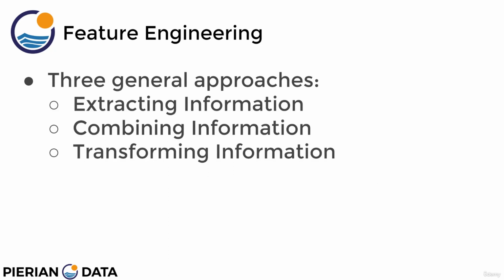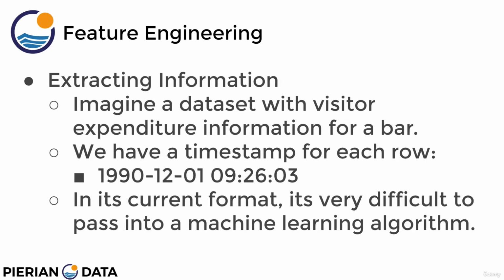So what does it actually entail? In general, there's three approaches we can take here. We can extract information, combine information, or transform information. Let's begin by talking about extracting information, which is probably the most common way to actually perform feature engineering.